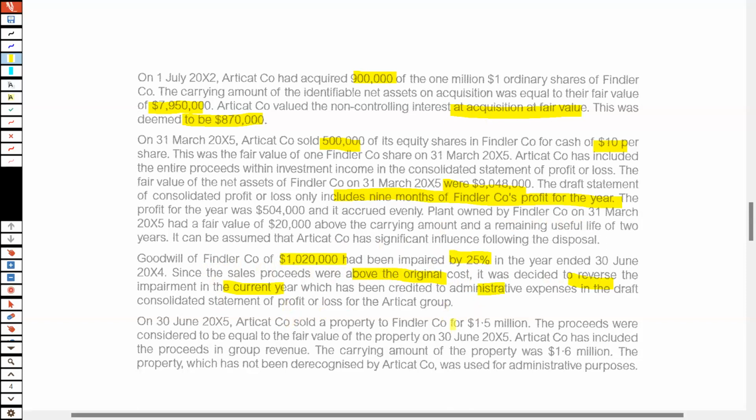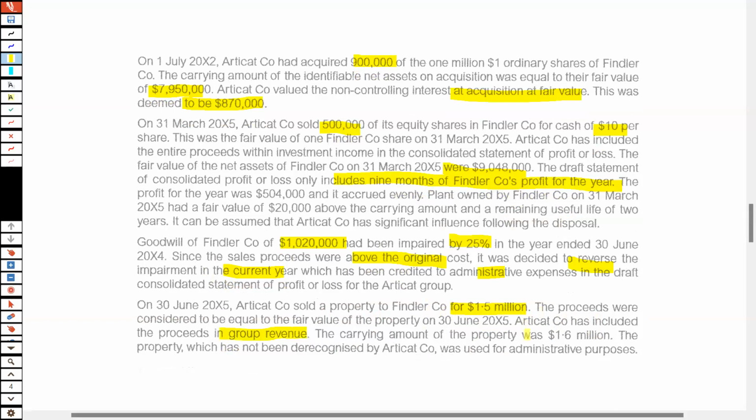R-Ticket sold a property to Findler for 1.5 million. Proceeds were considered equal to fair value. R-Ticket has included the proceeds in the group revenue. The carrying amount of the property was 1.6 million. The property, which had not been derecognized by R-Ticket, was used for administrative purposes. Now let's just try to discuss this.